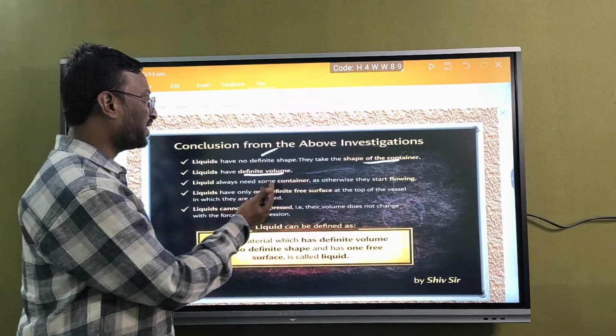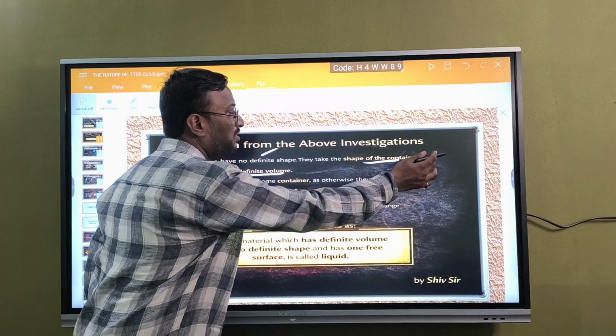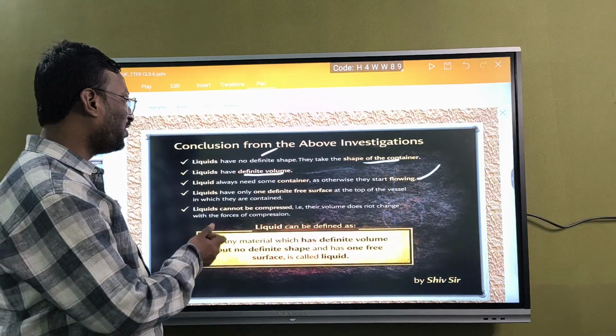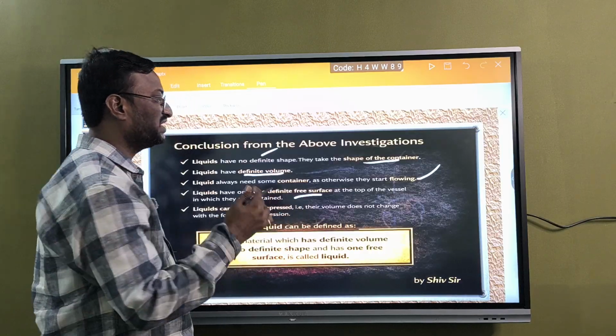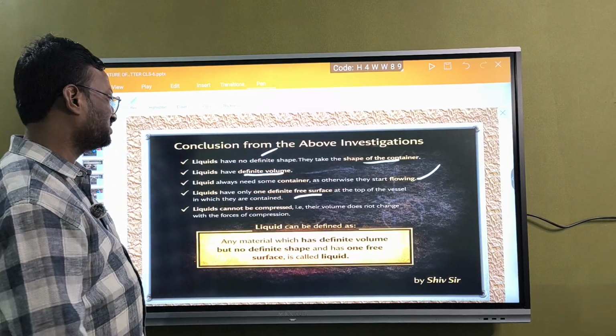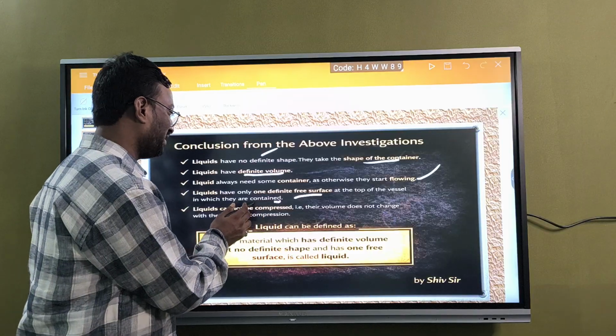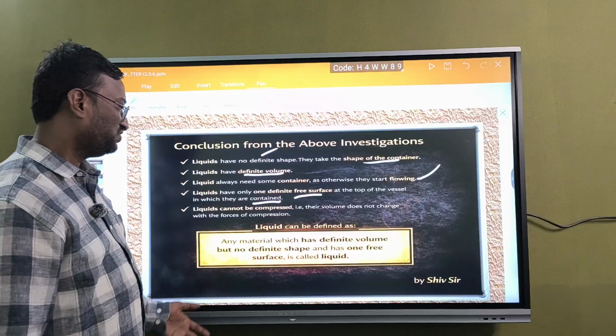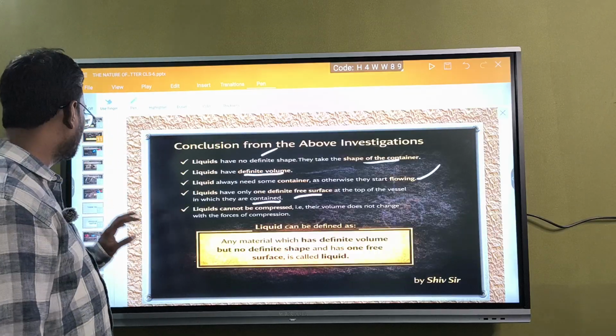Liquid always needs some container, otherwise it starts flowing. It will not stay, it will start flowing. Liquids have only one definite free surface, that is at the top, which we already discussed, in the container in which they are contained. Liquids cannot be compressed, their volume does not change.